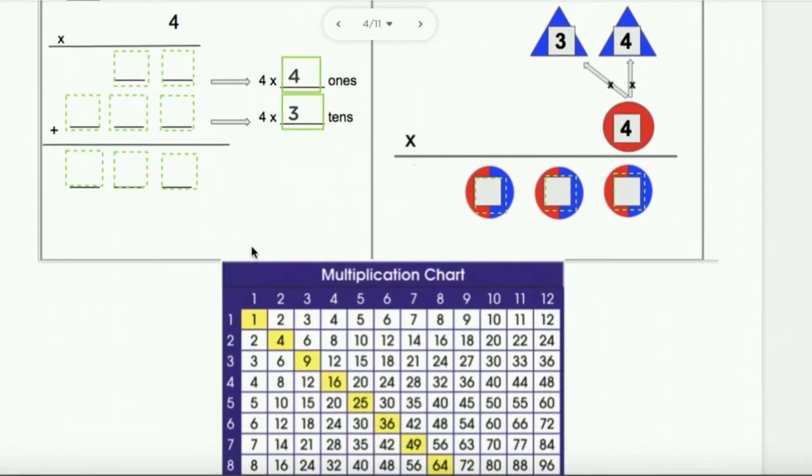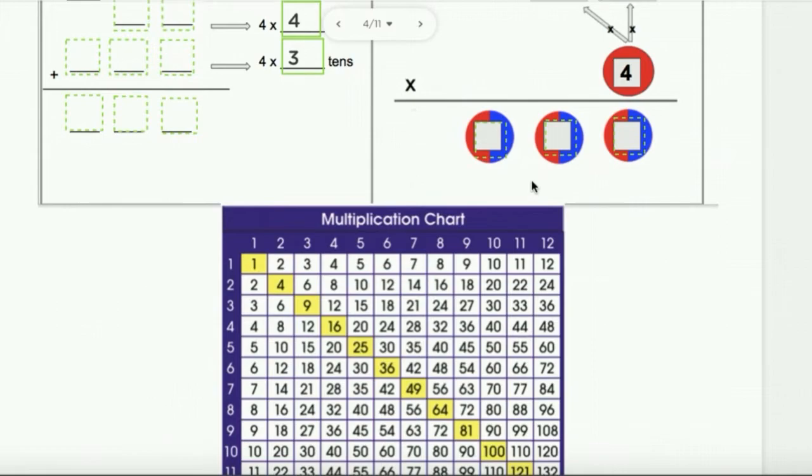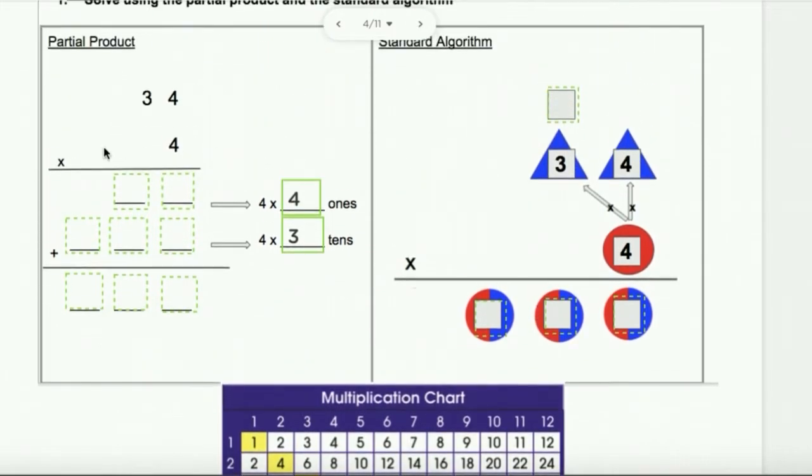If you're getting stuck, you know that there's a multiplication chart on your page that you can use to help you. I know that if I'm multiplying 4 times 4, I'm going to find my purple 4, and I'm going to simply go down or over 4 spaces. 1, 2, 3, 4. What's 4 times 4? That's right, 16. And 16 ones, if I have 16 $1 bills, it simply just means I have $16.